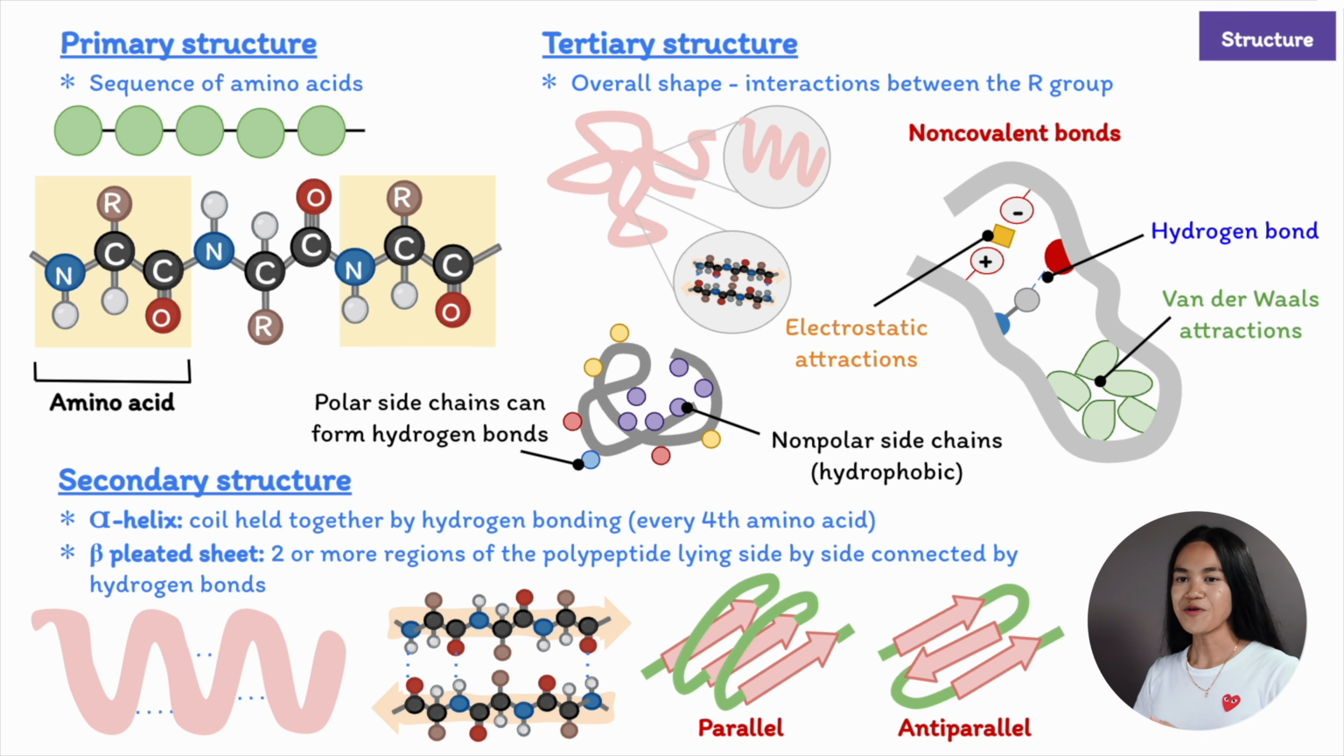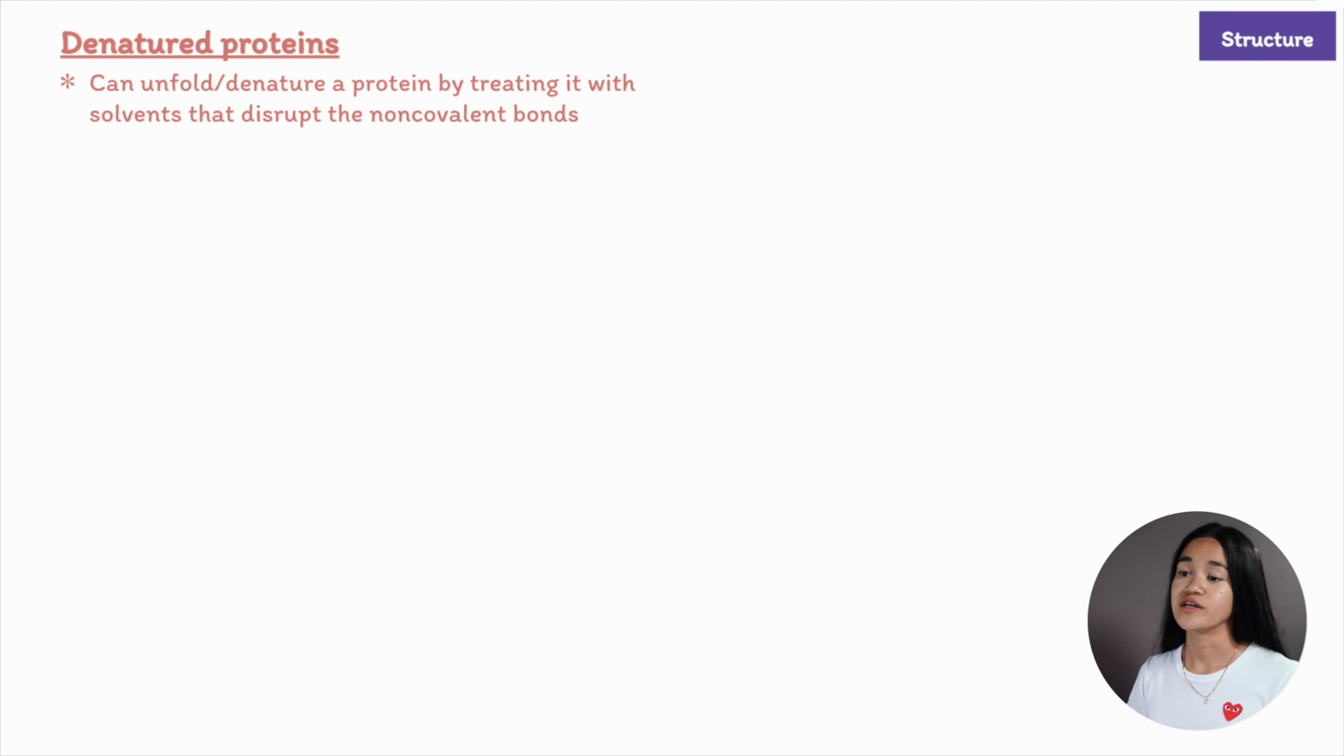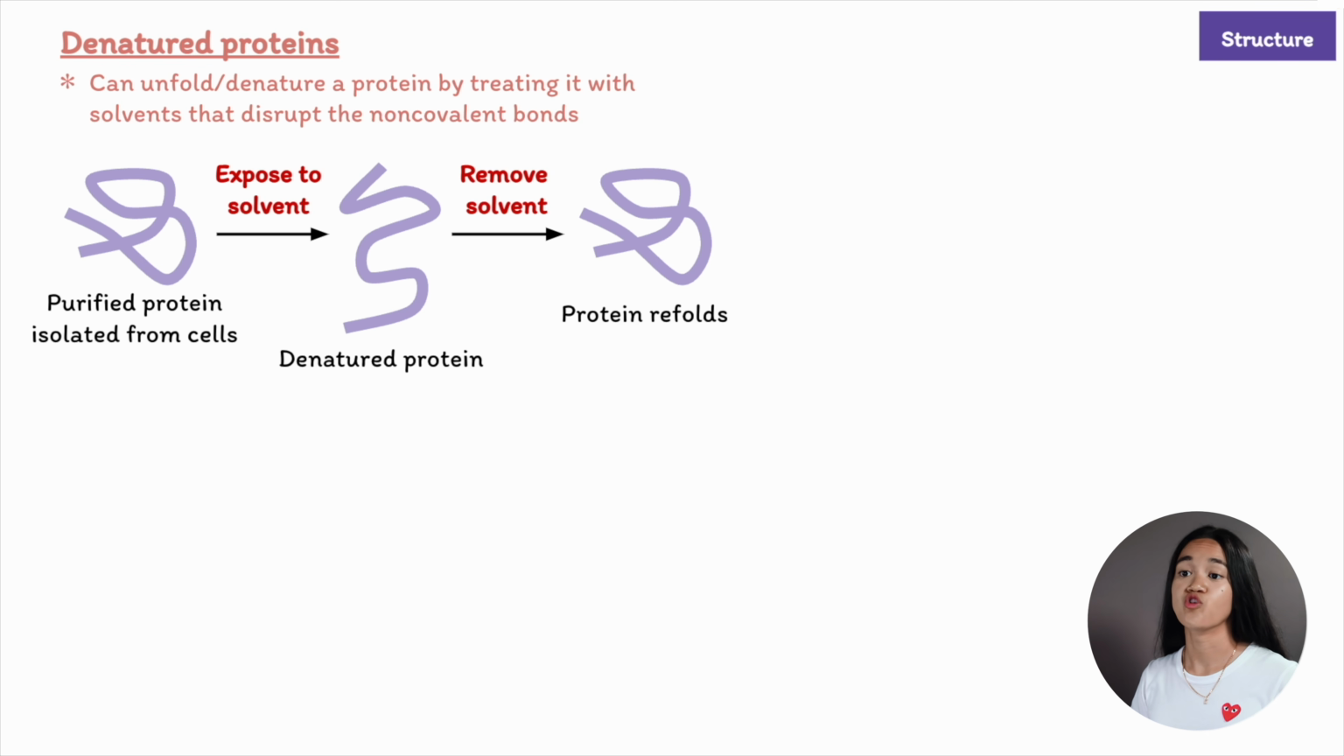That's a big one. Going back to proteins, how do we know that the 3D structure of a protein is contained in its amino acid sequence? Protein folding has been studied using highly purified proteins. We can unfold the protein or denature it by treating it with solvents that disrupt the non-covalent bonds that hold the chain together.